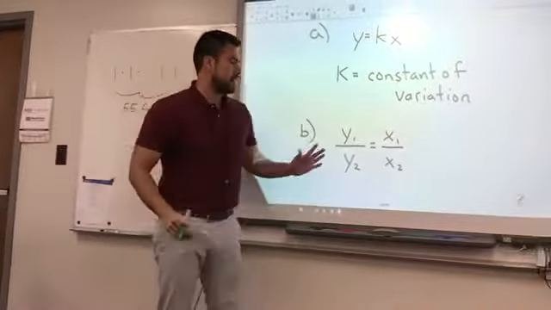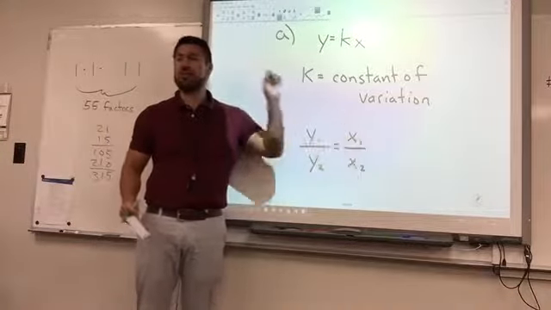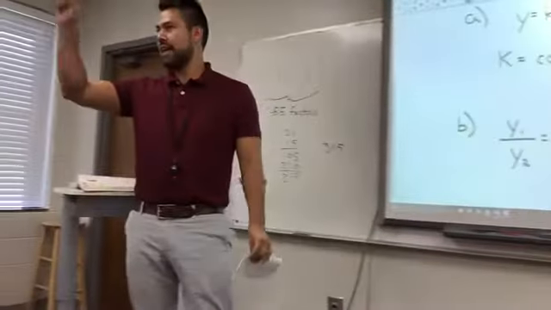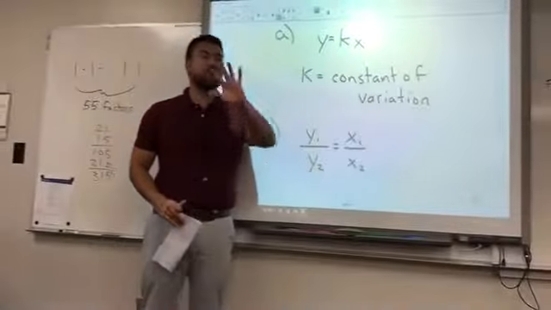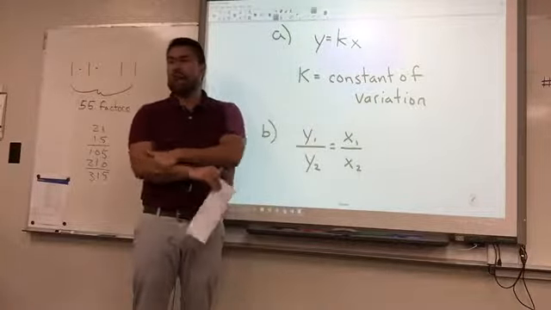Okay, ready? This is what it means. You see how this y and that x both have a subscript of 1? That's talking about the first instance of this variation. So in our first problem, we're talking about money and hours worked.